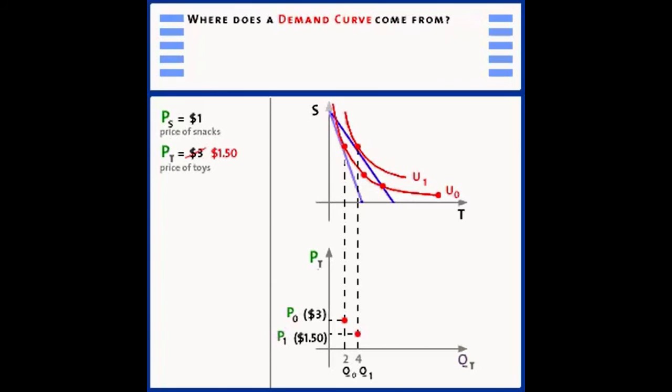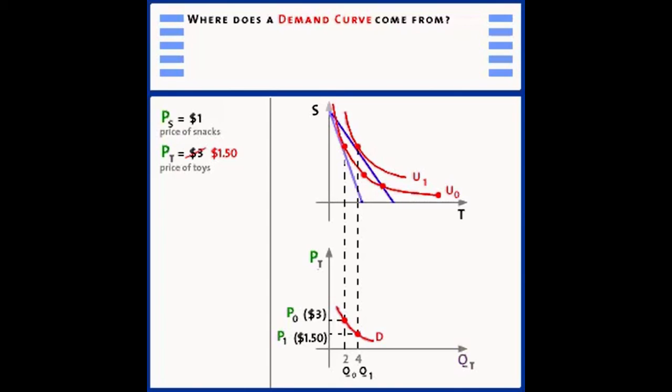So you can imagine if we kept doing this exercise, we'd get an endless combination of price and quantity points, and that becomes the demand curve for toys for Chris. I've labeled this curve D, that's demand. And this curve does all those things that you've seen demand curves do before.